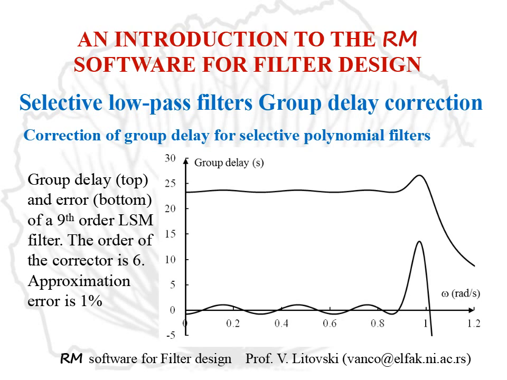Here is the same case, the same complexity, ninth order LSM with sixth order corrector, but the approximation error of the constant group delay is only 1%, which reduces the interval of correction to about 0.9.